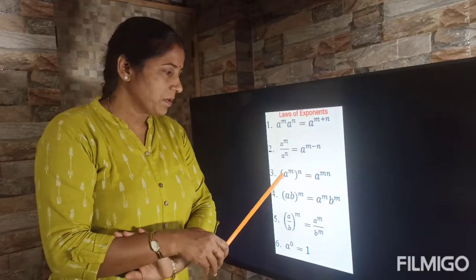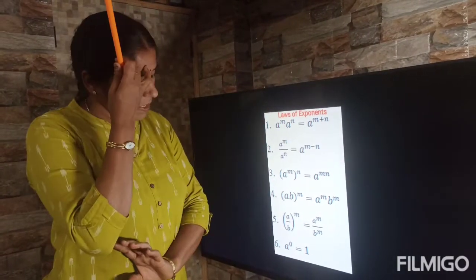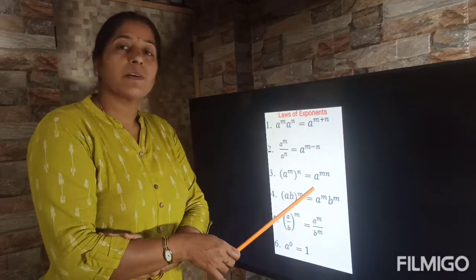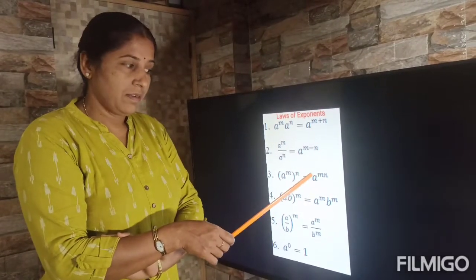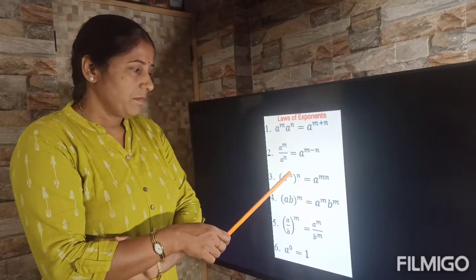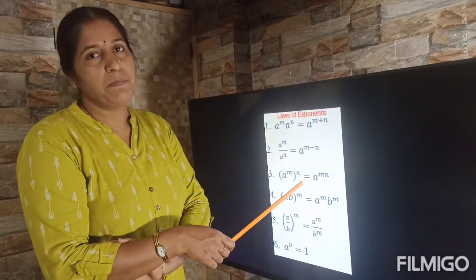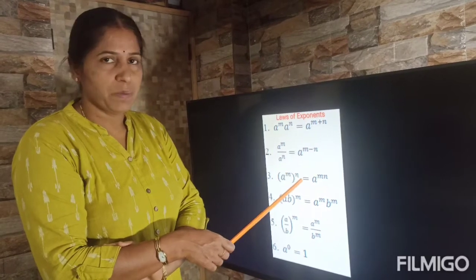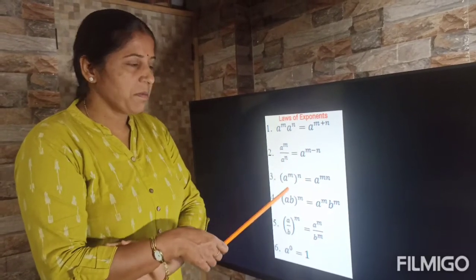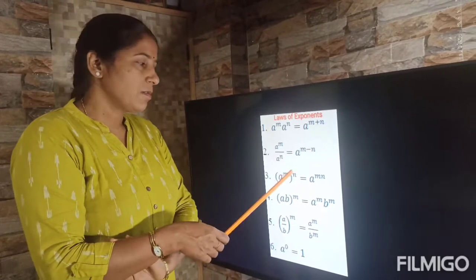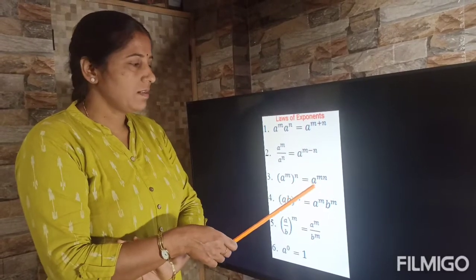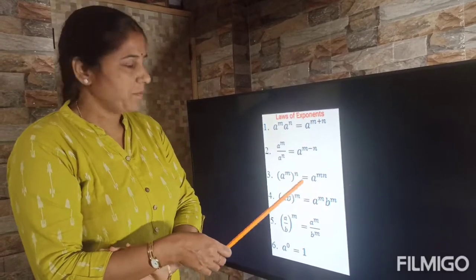Third law. A to the power of m whole to the power of n is equal to a to the power of mn. Means we have to multiply both the powers. Here two powers are there, a to the power of m whole to the power of n, that we have to multiply both the powers, and that becomes a to the power of mn.